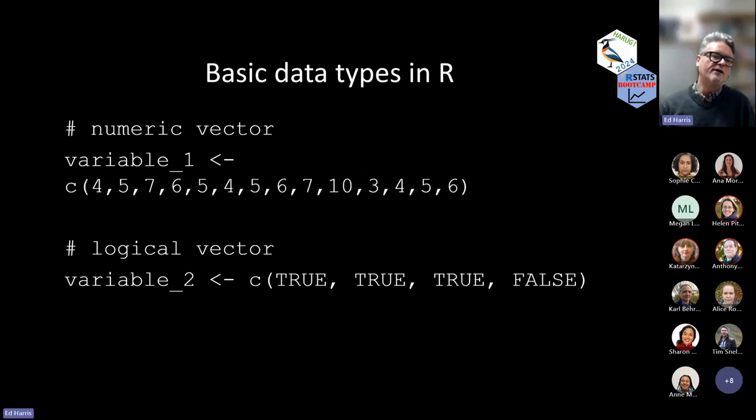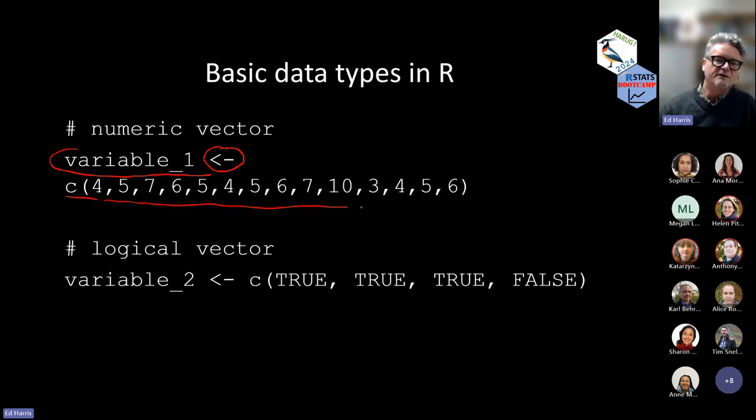So this is some R code. I tried to fix it from last week where we had the color coding that didn't show up very well on this. So what we have here is a variable name, and we have the assignment operator for R. Then we're using the combine function to create a vector of numbers. I'm going to go to RStudio after this.